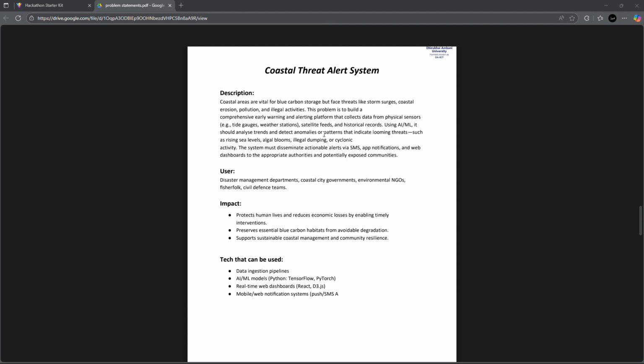By taking all this input, we train our AI/ML model, which should analyze the trends and detect anomalies or patterns that indicate looming threats, such as rising sea levels, algal blooms, illegal dumping, or cyclones. By this, the people living nearby the coastal areas are provided an alert message before 24 hours, before the cyclone or the sea level rising effect can harm them.